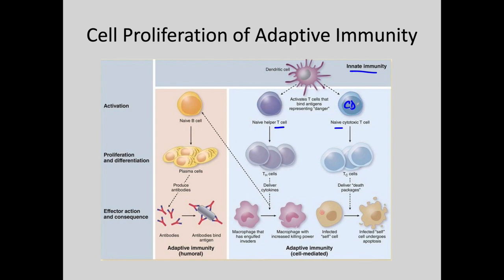Remember, these have a cluster of differentiation 8, a CD8, and these are CD4s. Now, this dendritic cell is going to be presenting this antigen, and it will either bind to helper T cells or naive cytotoxic T cells. Either way, if it bumps into a helper cell here, it activates the T helpers. Different classes of T helpers are going to then activate B cells.